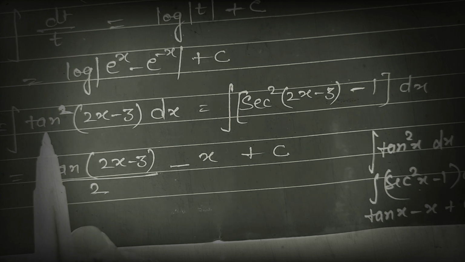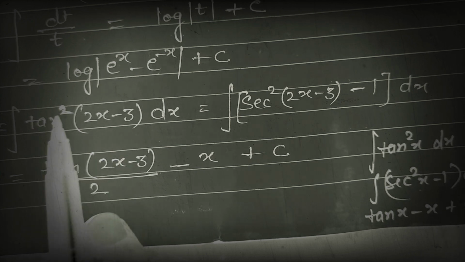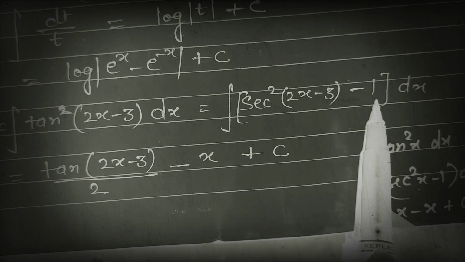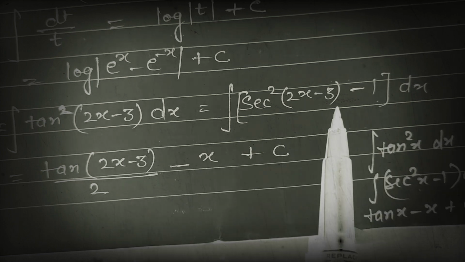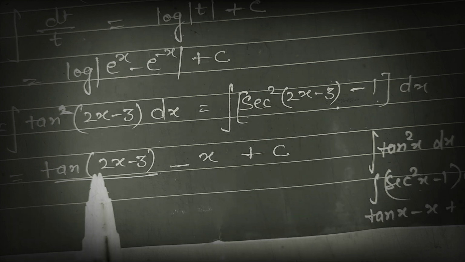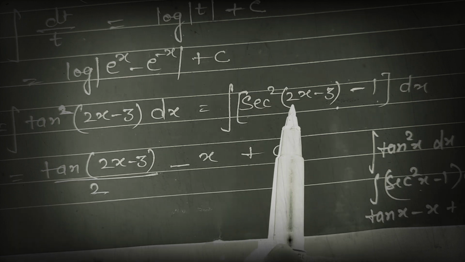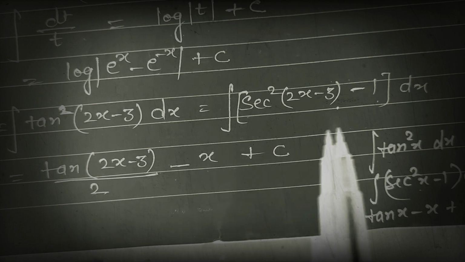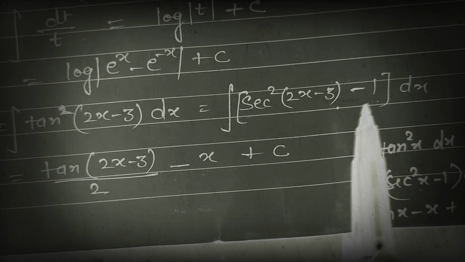In the same way, it is tangent square x. So tangent square को हम लिख सकते हैं secant square x minus 1. x is 2x minus 3 here. So what is the integration of this? It is tangent of 2x minus 3 upon coefficient of x, minus 1. Minus 1 integration is x plus c.